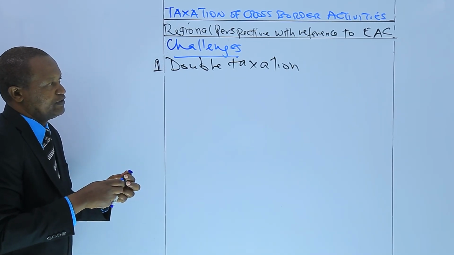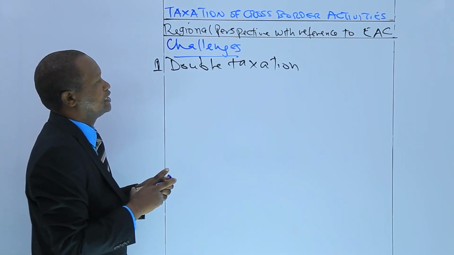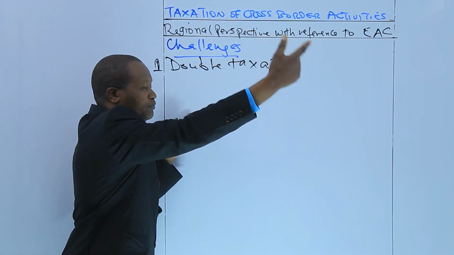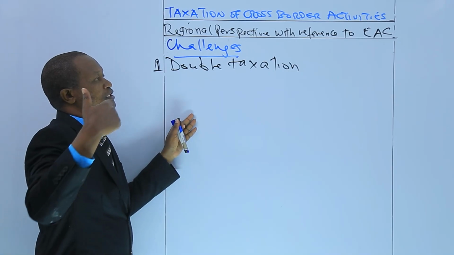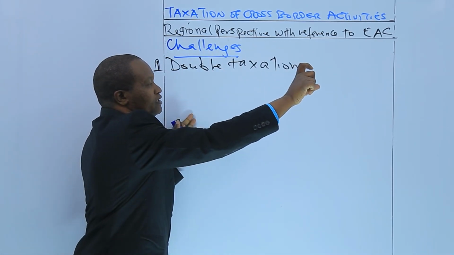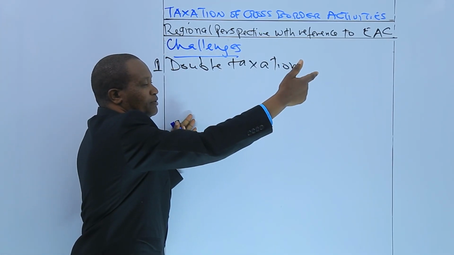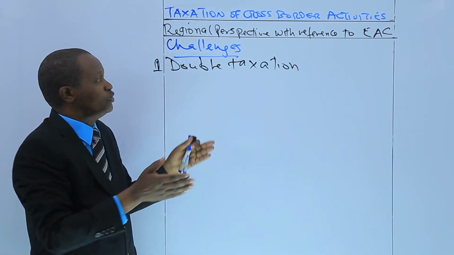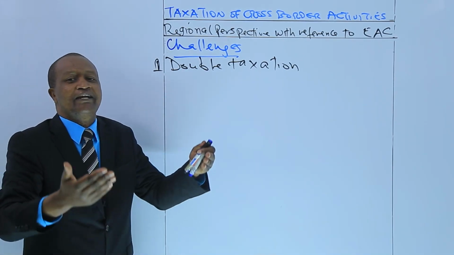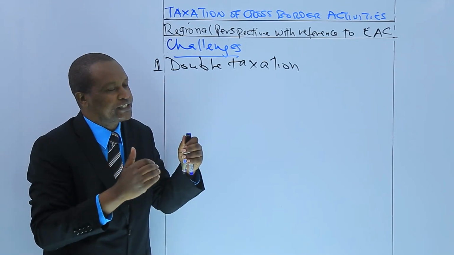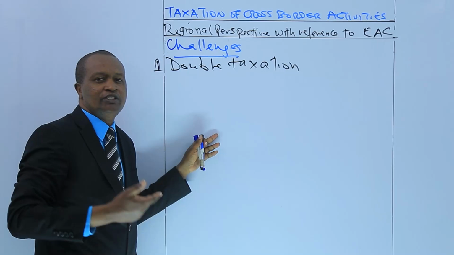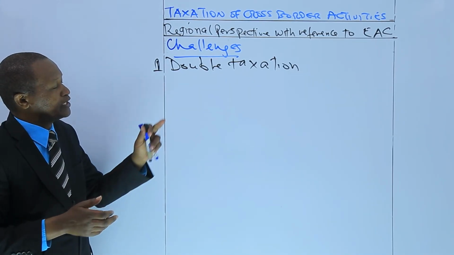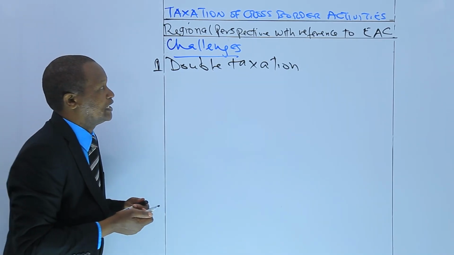For example, a resident Kenyan company may generate income from Ethiopia, which is a different jurisdiction. There could be chances that the Ethiopian tax authorities may tax that company, and the Kenya Revenue Authority may also tax the same income, leading to double taxation. So the income that is earned by a resident of one country from sources in another country may be taxed by both countries, leading to unfair burden on the taxpayer. That is one challenge associated with cross-border activities.